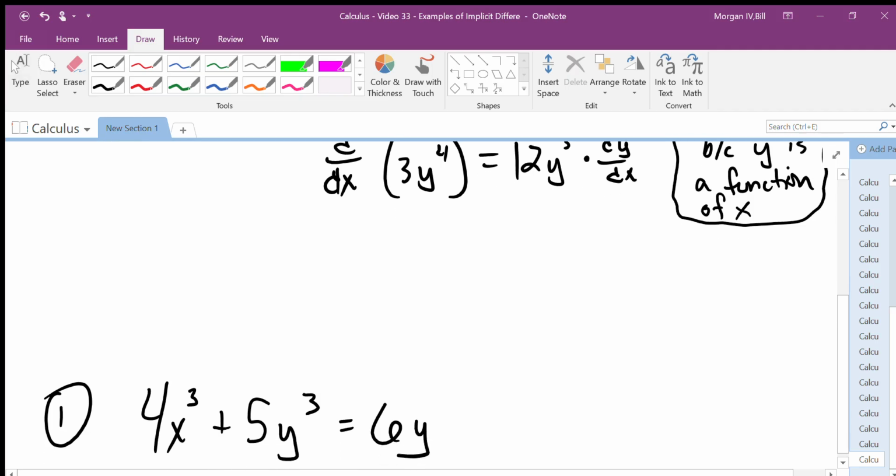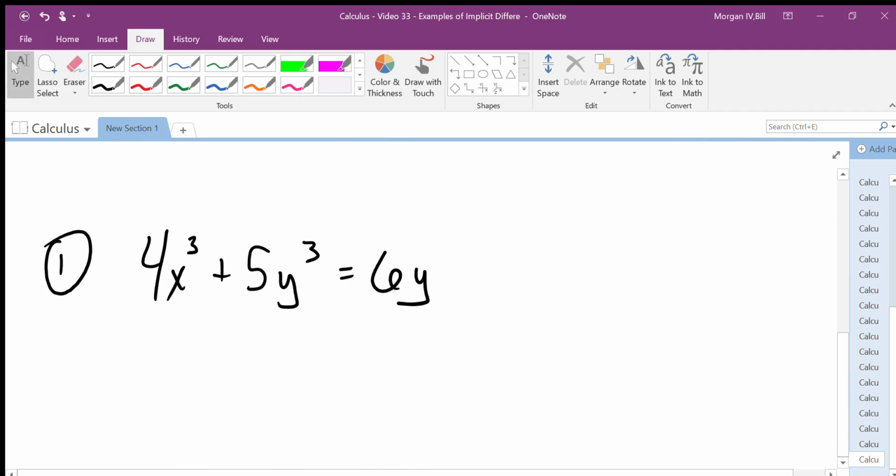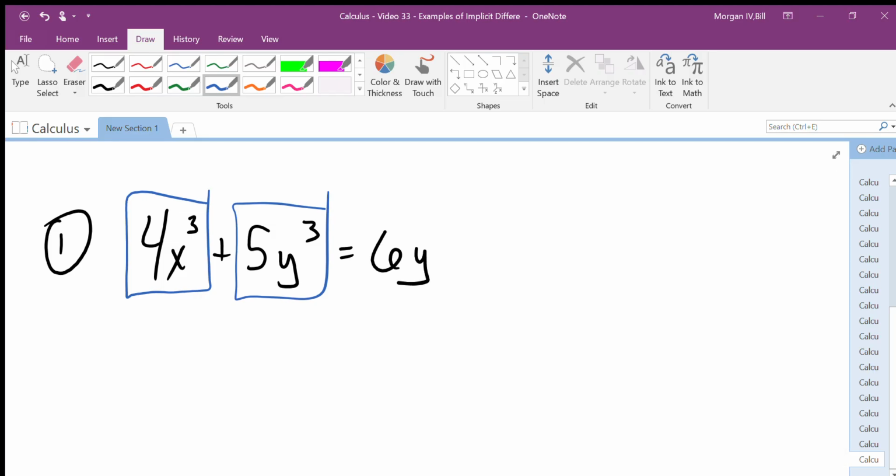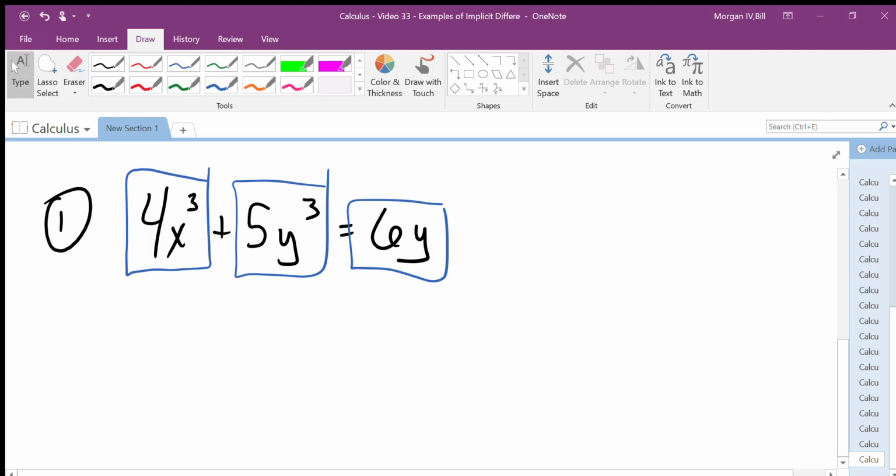First example here, we have the equation 4x cubed plus 5y cubed equals 6y. And so if we're looking at that, we see I have three terms that I'm looking at. This first term, 4x cubed, that is just all x's. So that's derivative like normal. The second term, 5y cubed, that is a y term. So we'll do the chain rule there, need to multiply. We'll do the derivative and then multiply it by the dy dx. Same thing here with 6y. We'll take the derivative and then multiply that by dy dx. Should look something like this.